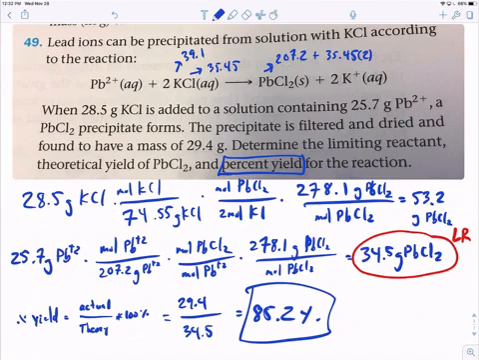So the theoretical yield, starting with 28.5 grams potassium chloride. We've got to turn this into moles, so molecular weight of potassium chloride. Then looking at the balanced chemical equation, there's a 1 to 2 molar ratio between potassium chloride reactant and lead chloride product. And then this is the molecular weight of lead 2 chloride. From this way, we would get 53.2 grams of lead chloride.